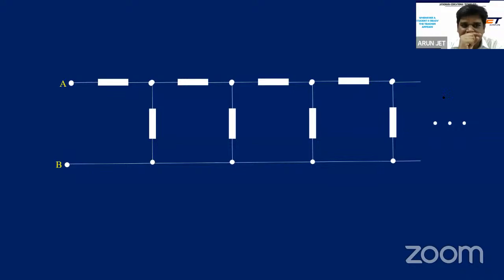Are you all noting down, students? Note down in your notebook. Be careful with the diagram. Look, between every node there is one resistor. All right. And each box is 1 ohm.